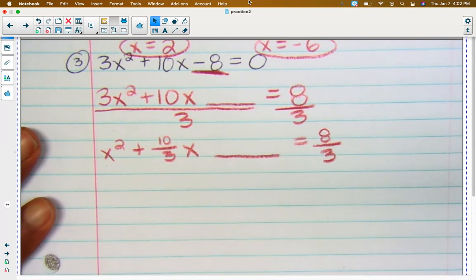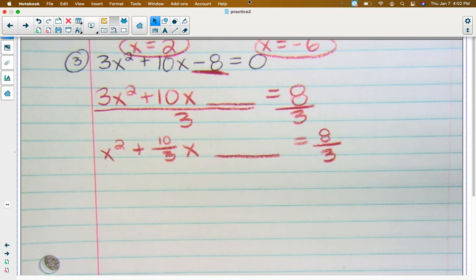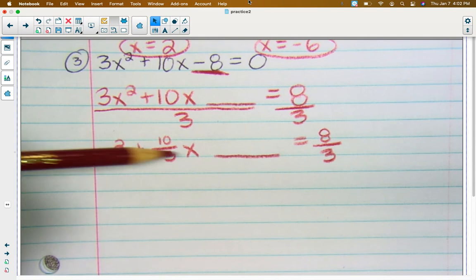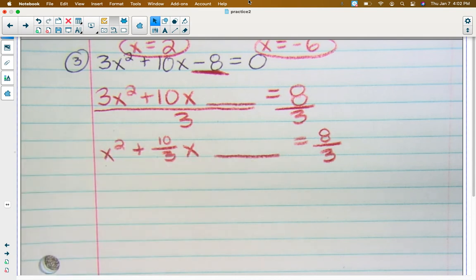So we're getting a little messy here with our numbers and our fractions, but we are still doing everything correctly. We divided the whole thing by 3 so that my leading coefficient would be 1. And it's okay to have improper fractions. Hopefully by now you're comfortable working with those. Nothing wrong with having a fraction. Now from here, we are going to complete the square just like we did in the previous problems.